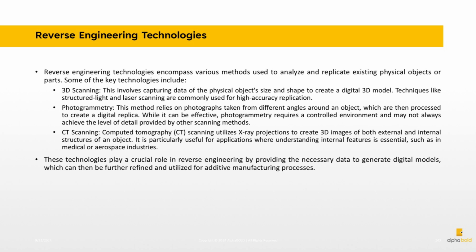Photogrammetry. This method relies on photographs taken from different angles around an object, which are then processed to create a digital replica. While it can be effective, photogrammetry requires a controlled environment and may not always achieve the level of detail provided by other scanning methods.